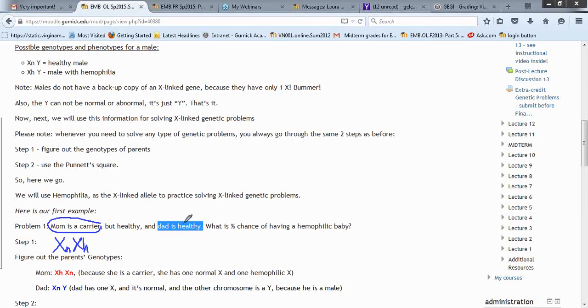Okay. Now dad is healthy. Now dad is a guy, male. So it's an X and a Y. Okay. Now only the X can be normal or hemophilic. And since he's healthy, his X is normal because he only has one X. He cannot have two kinds. Okay, so now that you have established the genotypes of the parents, you can draw the Punnett square.